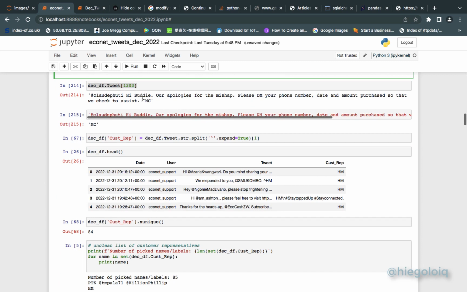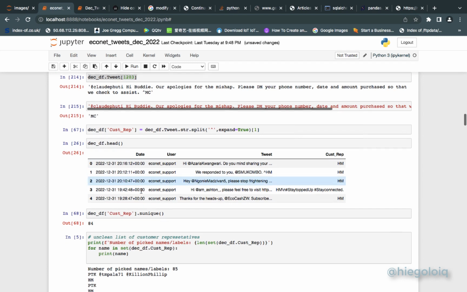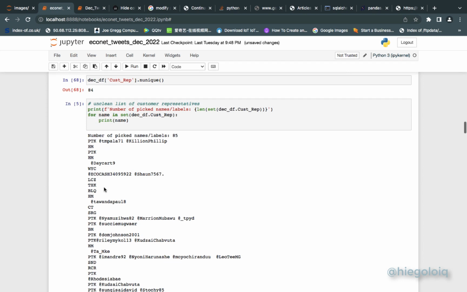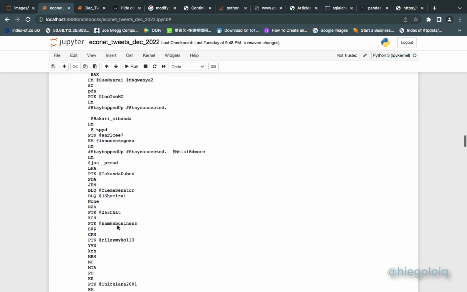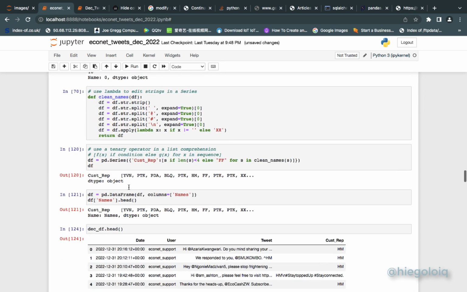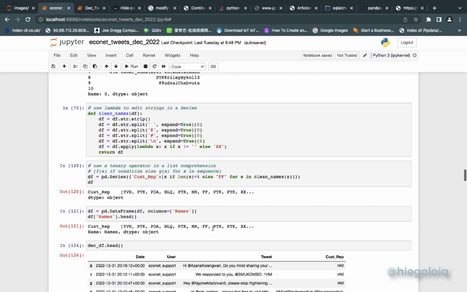What we're getting is tweets from Econet service representatives. So at the end, we can tell who wrote each tweet, like what you see right over here. We can check the names, and then we follow through with all of that. Initially, we started with 84, but some of them were not really good names, as you can tell. So we ended up needing to clean them up. I think that's what this code is doing. In the end, I'm coming up with these names.